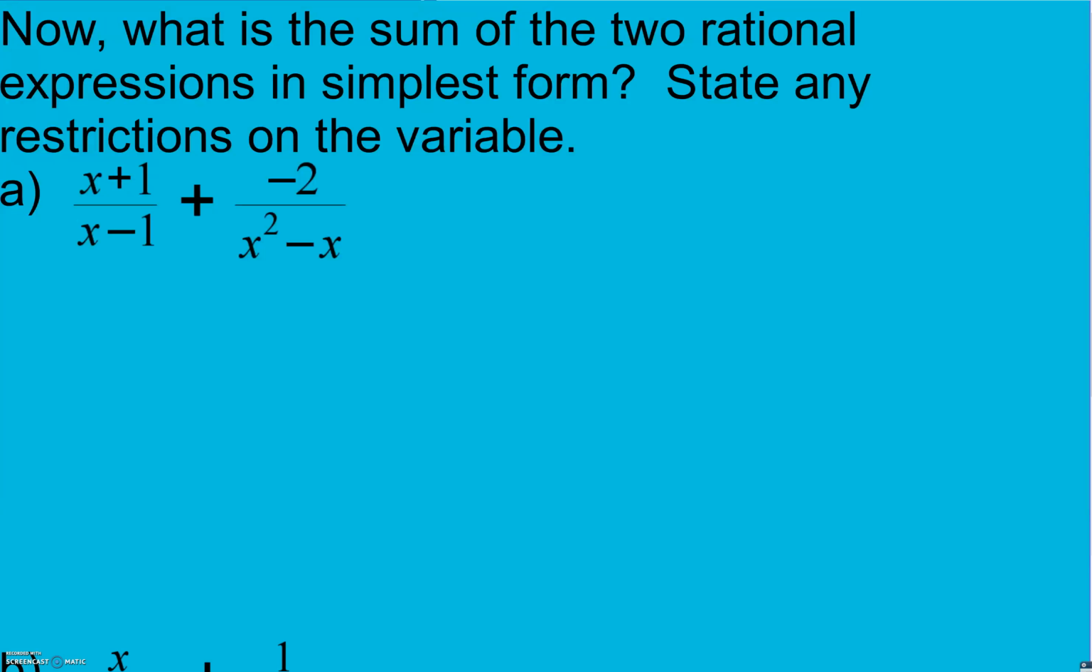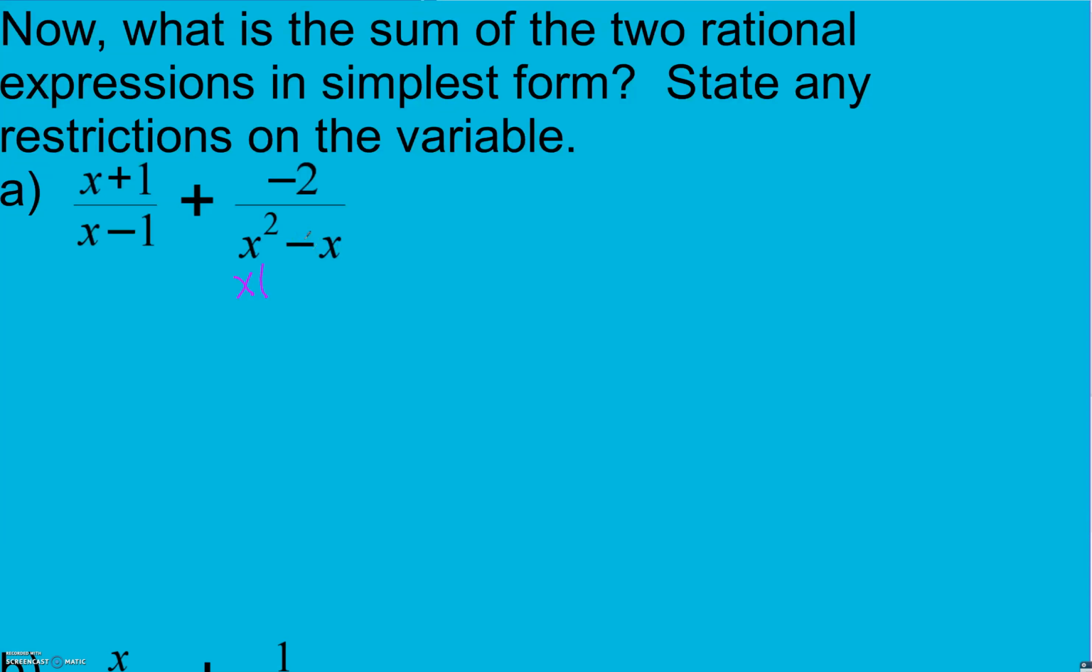Continuing on with example 2 here. Now, what is the sum of the two rational expressions in simplest form? State any restrictions on the variable. Again, our first step is always to get common denominators. And to find our least common denominator, we find the least common multiple of our denominators. And to do that, we factor.